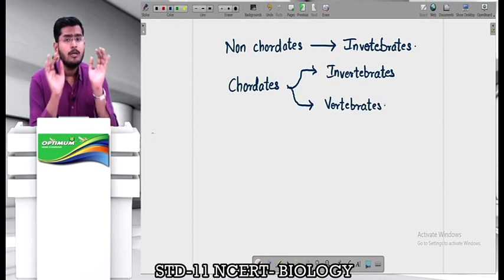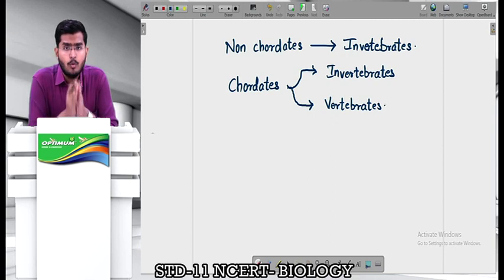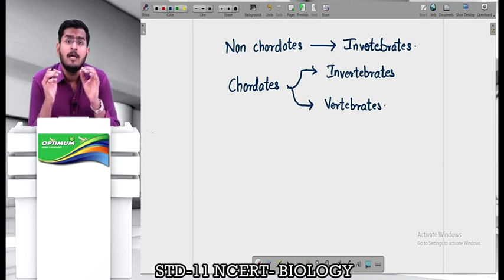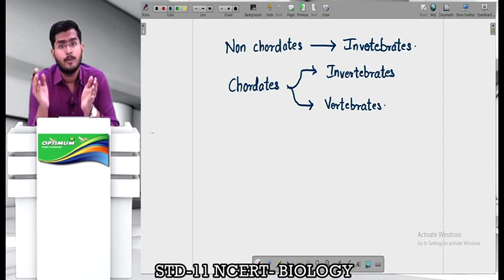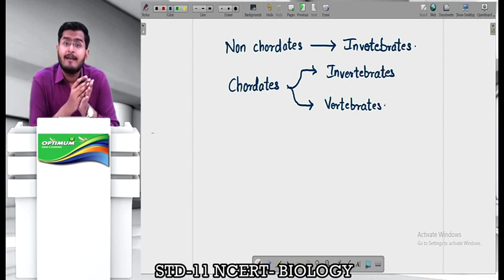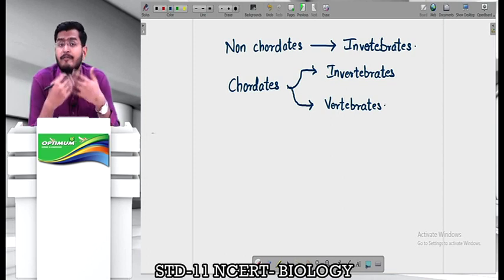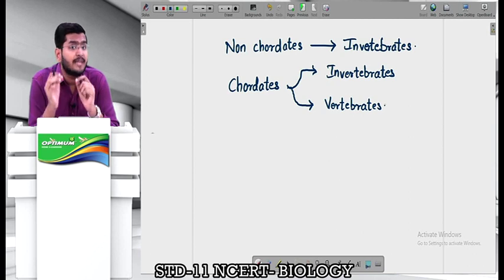So all non-chordates are going to be invertebrates, no doubt about it. But in case of chordates, there are some organisms which will have a notochord for a short period of time, or only throughout their life, which will never get modified into a vertebral column. So such chordates would be referred to as invertebrates, and there will be some chordates whose notochord will get modified into vertebral columns, so they will be called chordates which are vertebrates.